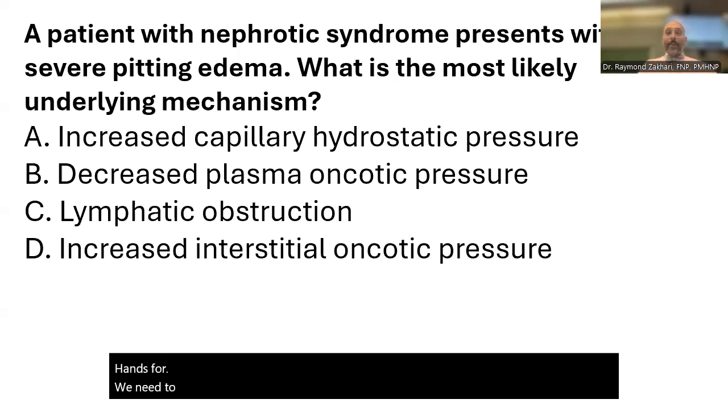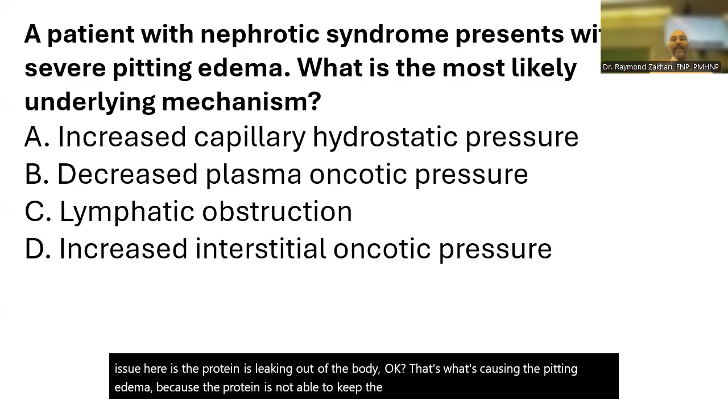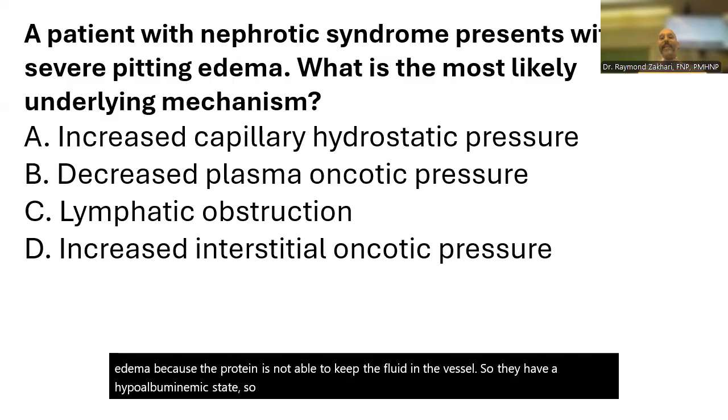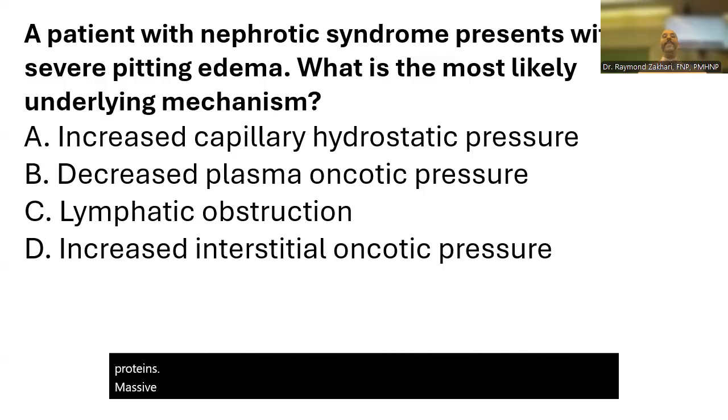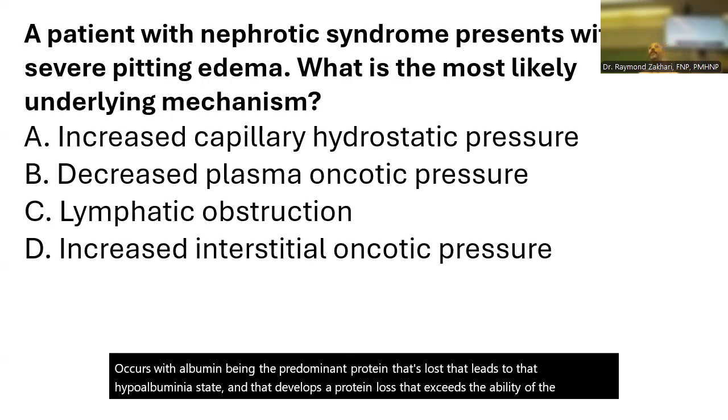Okay, so decreased plasma oncotic pressure. In nephrotic syndrome, the primary issue is that protein is leaking out of the body. That's what's causing the pitting edema, because the protein is not able to keep the fluid in the vessel. So they have a hypoalbuminemic state. Glomerular damage leads to increased permeability to proteins. Massive proteinuria, and when we say massive, we mean about 3.5 grams per day, occurs with albumin being the predominant protein that's lost. That leads to the hypoalbuminemic state, and the protein loss exceeds the ability of the body, the liver specifically, to produce it.